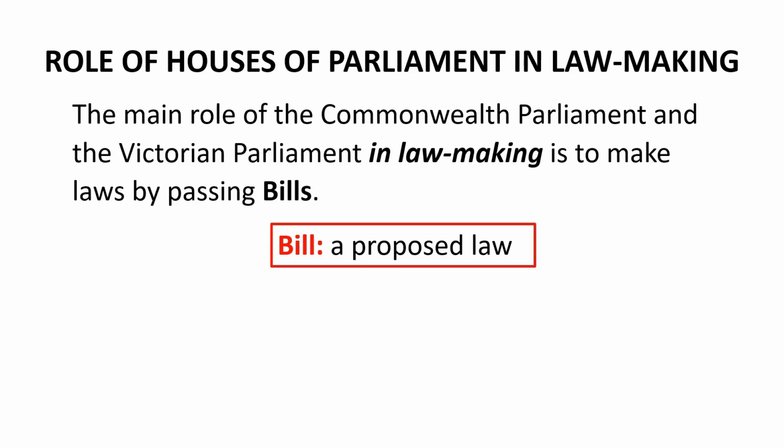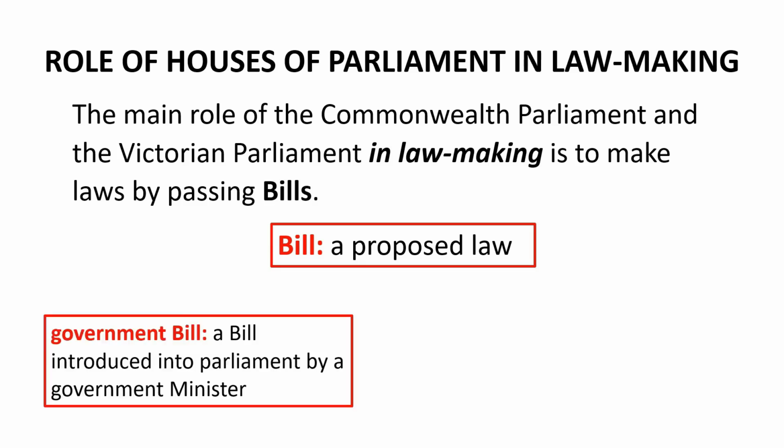There are two types of bills. The first type of bill is a government bill. A government bill is a bill that is introduced into Parliament by a government minister. Most bills are government bills. This is because the government controls the lower house of Parliament, the House of Representatives in the Commonwealth Parliament or the Legislative Assembly in the Victorian Parliament. And so a bill will only be passed by Parliament if the bill has the support of the government.